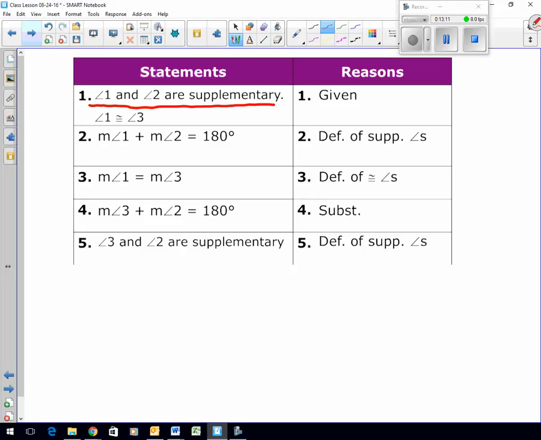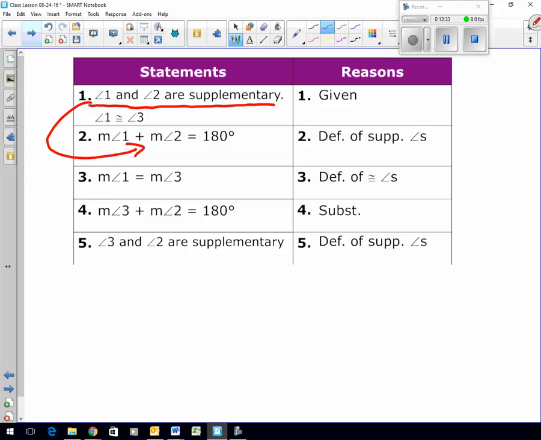It means that added together, they equal 180. Okay? See how we flow from my given information to the next statement? Y'all see that? Right? Okay. This is where I'm talking to you about the whole deal about why.